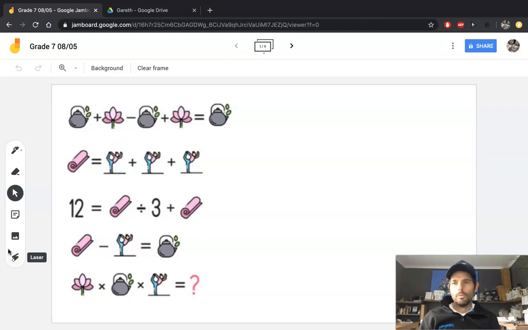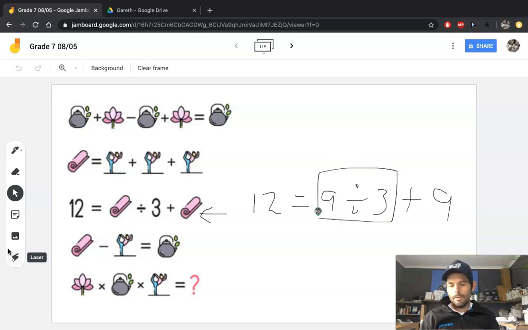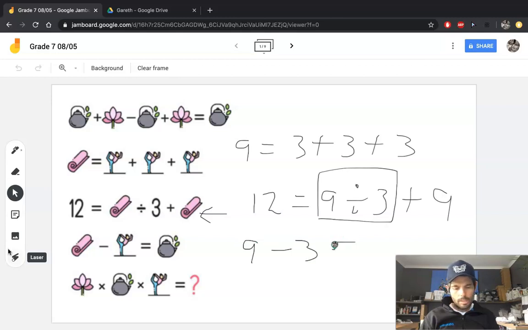Pretty much all the answers are multiples of 3. So I started here on the third line, and I did use a bit of trial and error. I eventually got to 12 equals 9 divided by 3, which is 3, plus 9 gives me 12. So remember, here I do this part first because division is the first operation that needs to be done. I then went and looked at here, 9 must be equal to 3 plus 3 plus 3. Okay. Then here on this fourth line, I went 9 minus 3 equals 6.